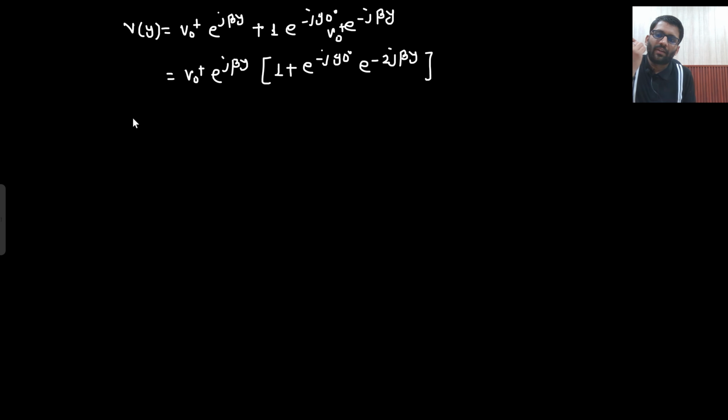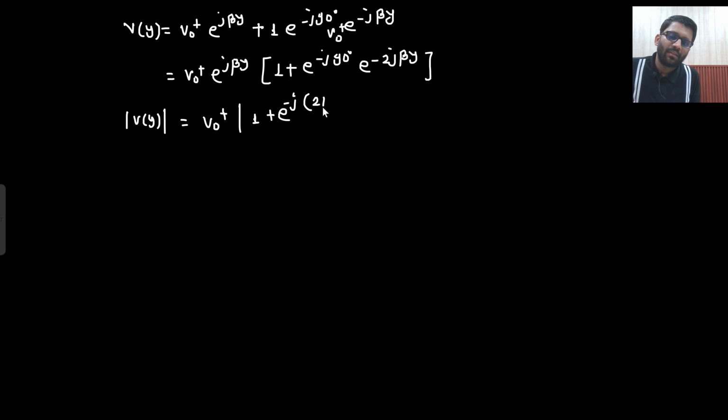So from here if I calculate the magnitude, that would be v naught plus, and here 1 plus e to the power j minus sign is there, 2 beta y plus 90 degree. Are you getting this point? What we are doing? E to the power minus j, minus sign also I can take inside only, because e to the power j theta result I know. So e to the power j, let's take minus sign here only. E to the power minus j 2 beta y plus 90 degree. So this is very easy.